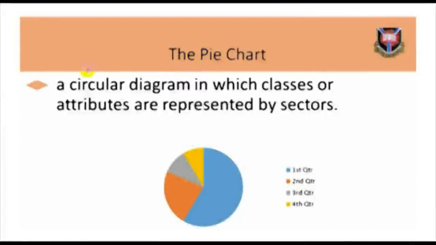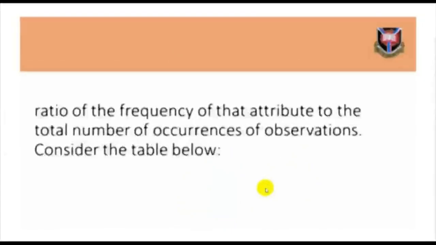The pie chart. It is a circular diagram in which classes or attributes are represented by sectors. Each sector represents a class or attribute at a proportion equal to the percentage or relative frequency of the class or attribute. The relative frequency of an attribute is the ratio of the frequency of that attribute to the total number of occurrences of observations.